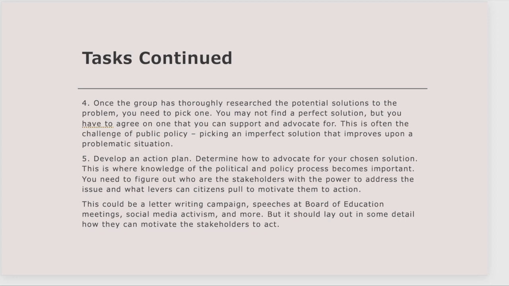This could be as simple as letter writing to a campaign, speeches at the Board of Education to let them know what the public wants to see happen in education. This can be social media activism. You guys live in a world of social media. Maybe you can come there. This can be where you're taking polls or you can get signatures, a protest, something like that. What could actually be done to help to motivate change, okay? But this should all be laid out in some sort of detail how they can motivate the stakeholders to act.